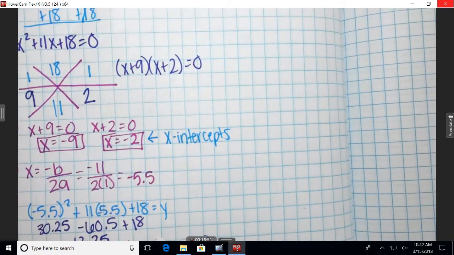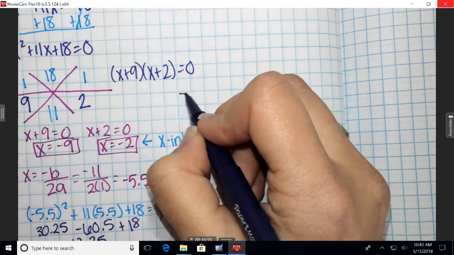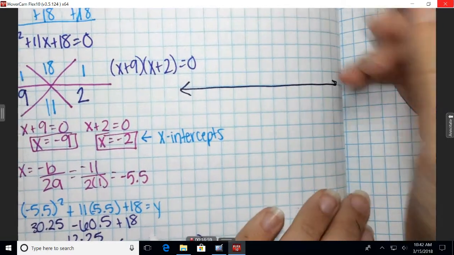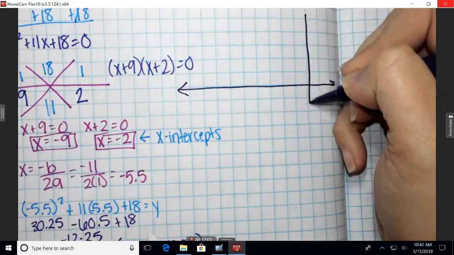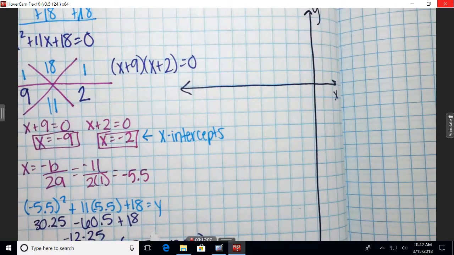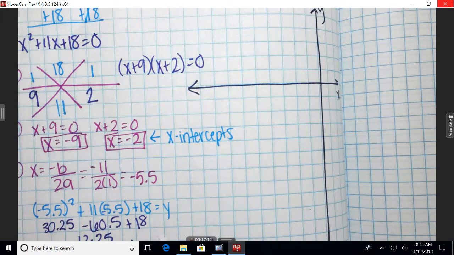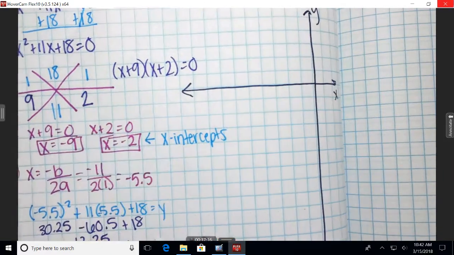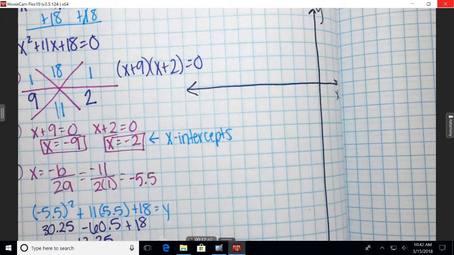Alright, so I need a whole lot of negative numbers for this one. This is my x-axis, and this is my y-axis. Now, the reason I made it wonky is because I don't need any positive x's and I don't need any positive y's, correct?